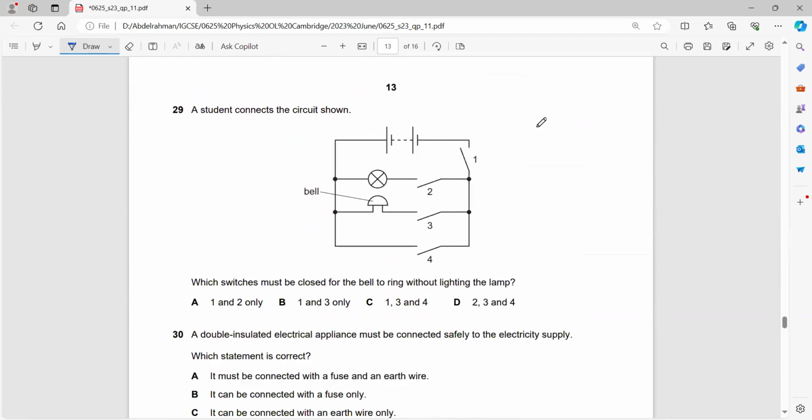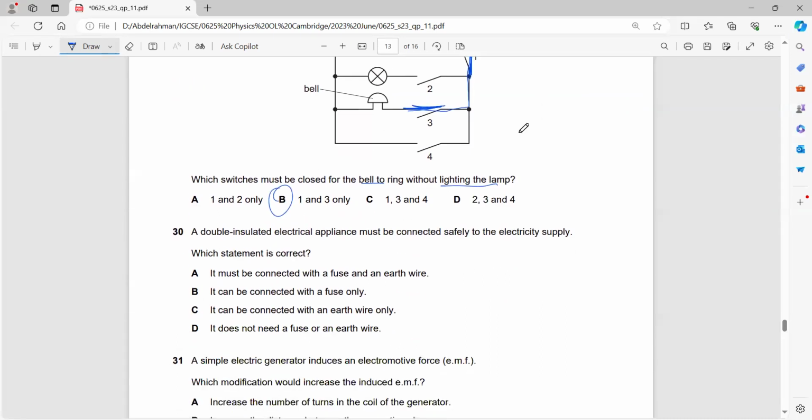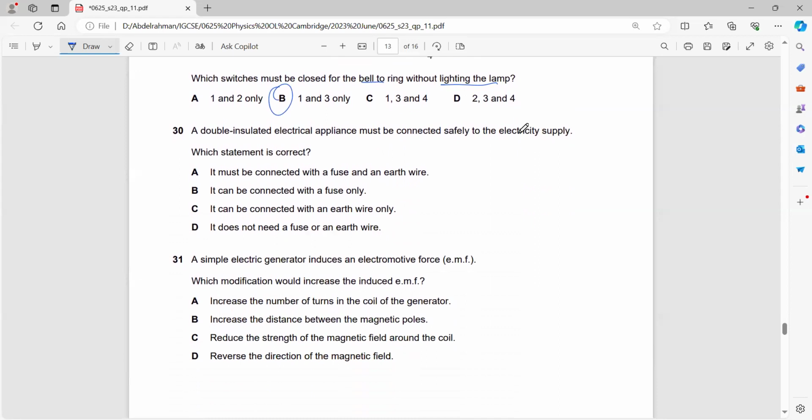Sam connects the circuit shown. Which switches must be closed for the bell to ring without lighting the lamp? You need the bell alone, so you need to close the circuit this way. So we need to close switch S1 and switch S3 only. 1 and 3 only.